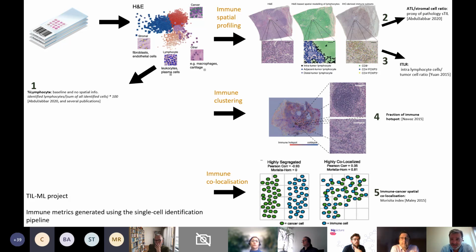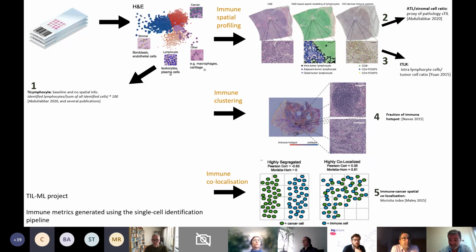So we have very different metrics available using machine learning tools, spatial profiling, clustering, and immune colocalization with epithelial cells to see to what extent this added value of immune detail adds to the prognostic importance of the TILs assessed by the pathological microscope.